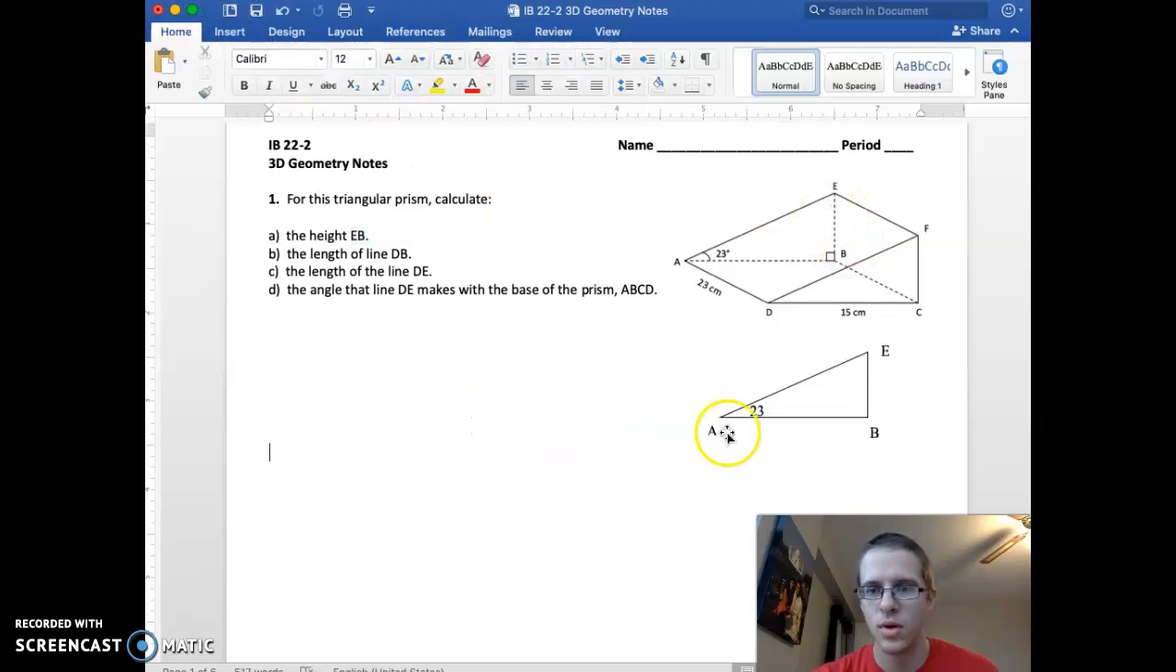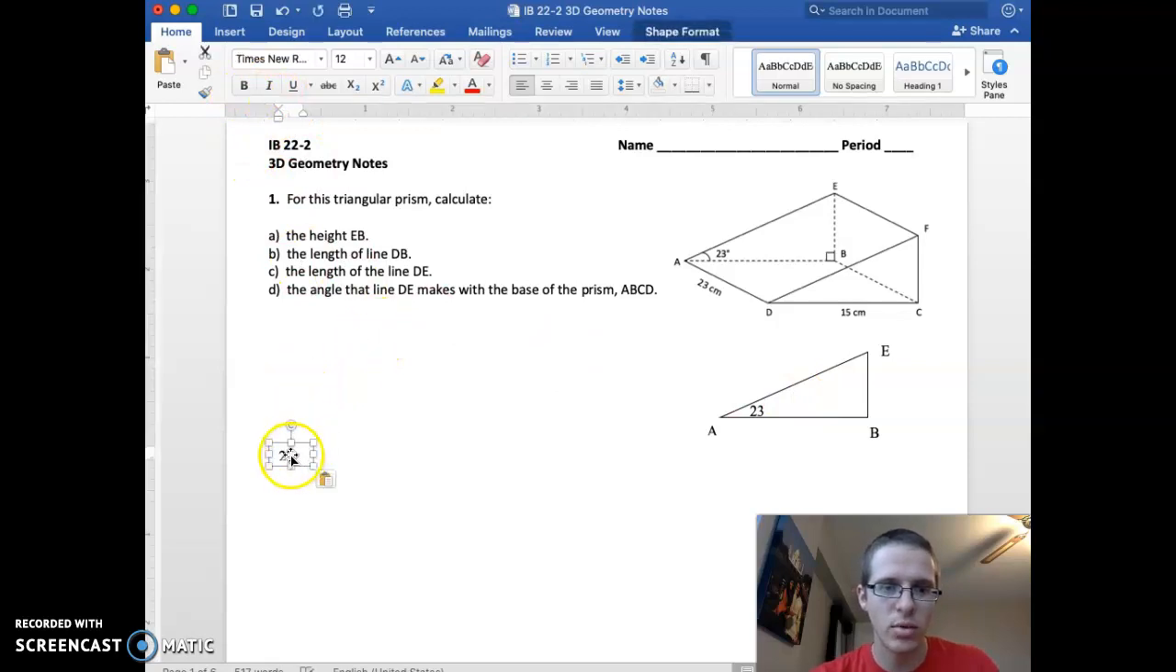Alright, so I've got this triangle drawn right here, ABE. I just copied it from ABE. I've got my 23 degrees in the bottom left, angle A. Angle B, I didn't draw it, but it is a 90-degree angle. And then what you should notice is the bottom of this triangular prism is, well, not a square, but a rectangle. So if this bottom length, DC, is 15 centimeters, then this top length, AB, is also 15 centimeters. So I'm going to go ahead and label that.